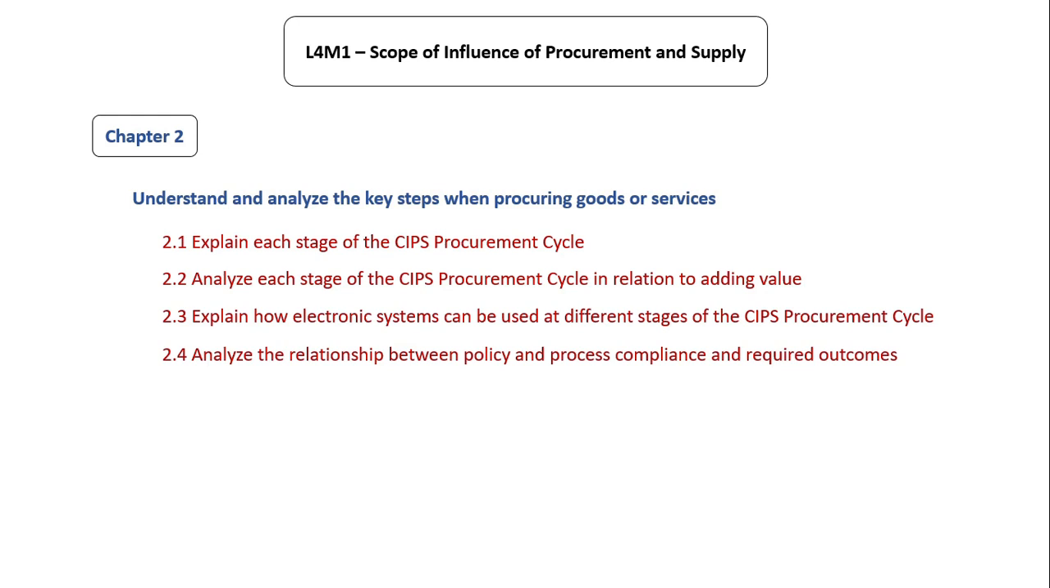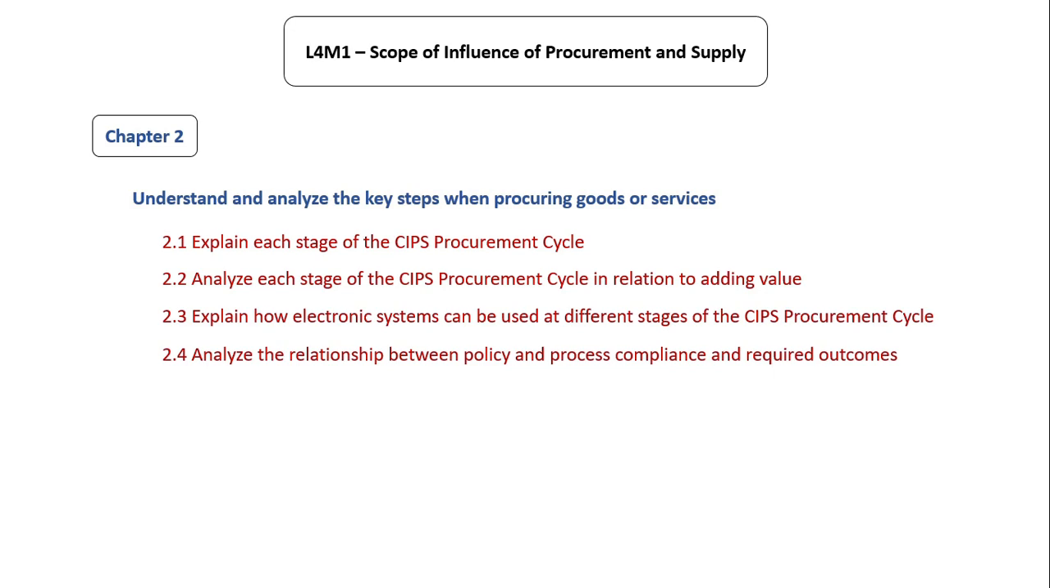We are still explaining the first book of L4M1, Scope of Influence of Procurement and Supply. Today we will start explaining Chapter 2. Understand and analyze the key steps when procuring goods or services. We have 4 topics to explain.